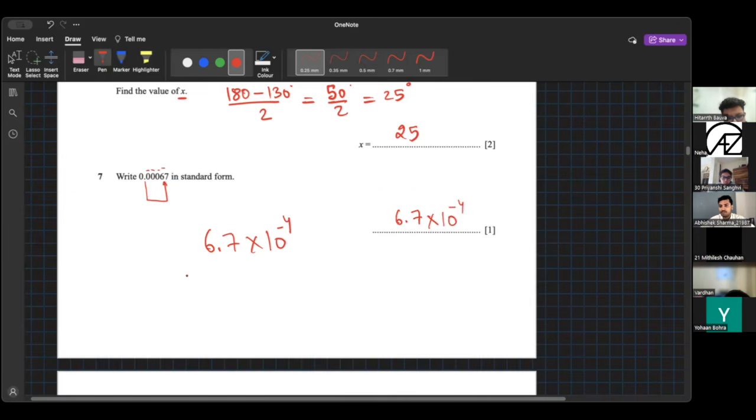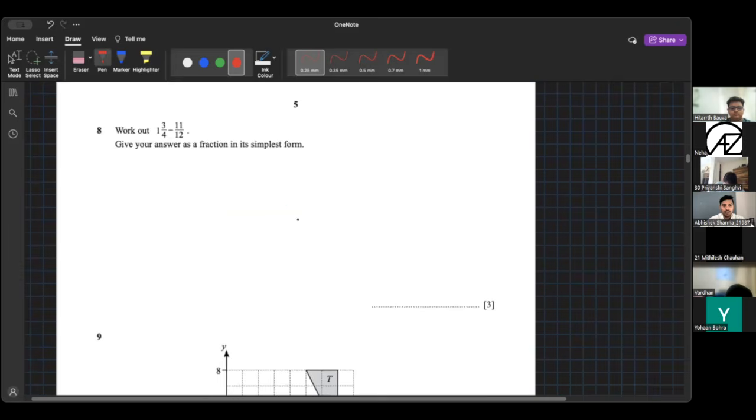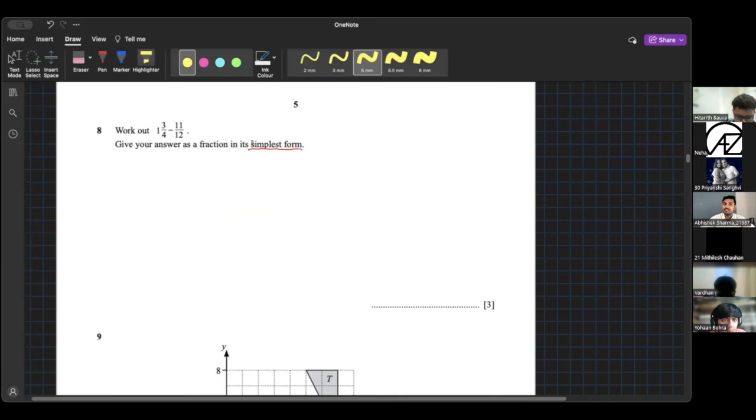Clear to everyone? Shall we move on? Next question, question number 8. It says work out 1 3/4 minus 11/12. Give your answer as a fraction in its simplest form. These terms are extremely important. A common error which I have identified: students do solve it perfectly, but they don't simplify it later. So first we have to solve it, and then we have to simplify to its simplest form.